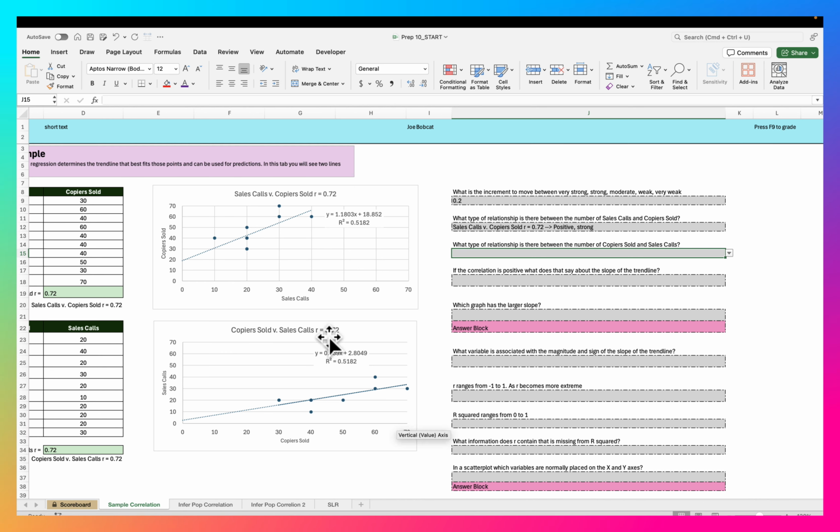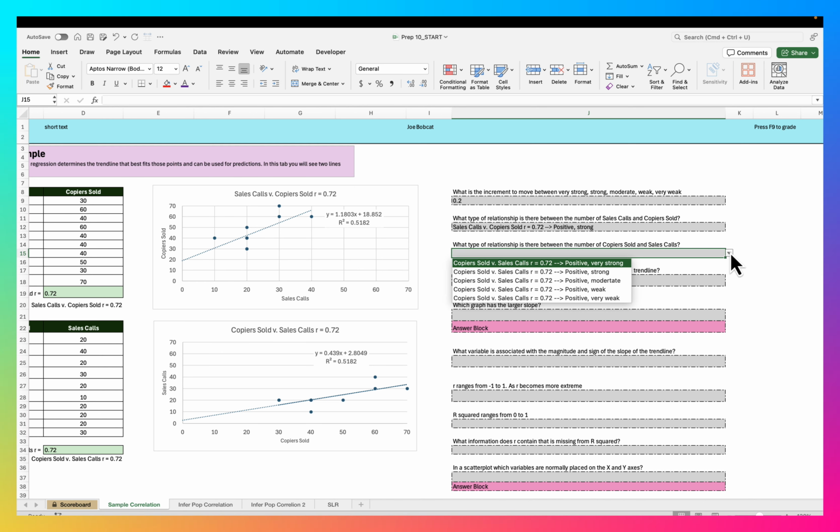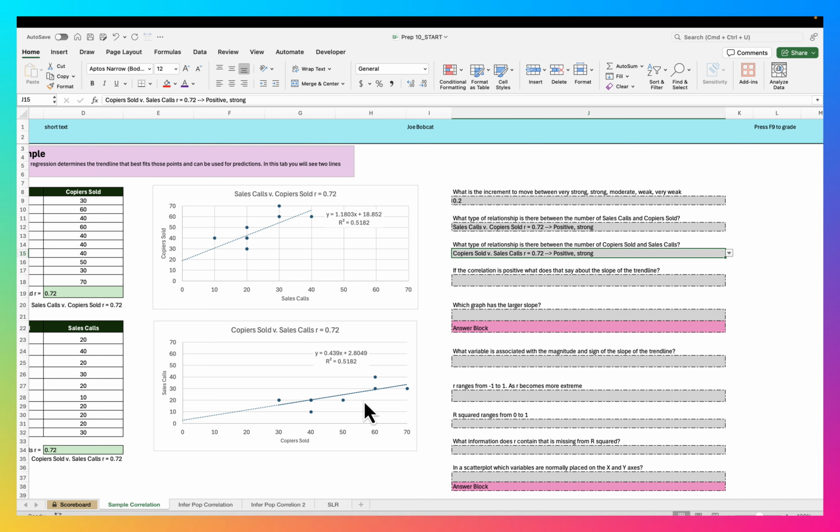So now we're in the second graph. And that's also positive and also strong because it's the same relationship. Even though the slope is different, the correlation is identical. In other words, how well the dots line up to the line is identical in both cases.